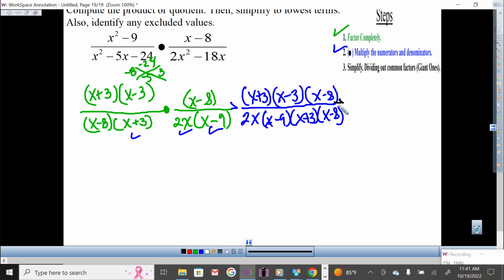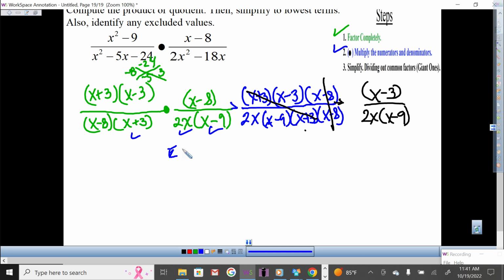Giant 1s. All right. Giant 1s are what? X minus 8 and x plus 3. So we're left in the numerator with x minus 3. I'll leave that in parentheses. And in the denominator, we got 2x and x minus 9. All right. Hands up if you got all that. Yes, we got it. Okay.